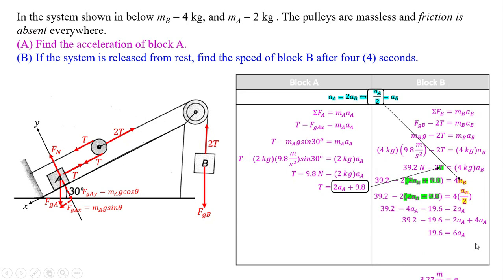So to solve for a, you would divide both sides by 6, and therefore the acceleration comes out to be about 3.27 meters per second squared. Okay, so that is your acceleration.